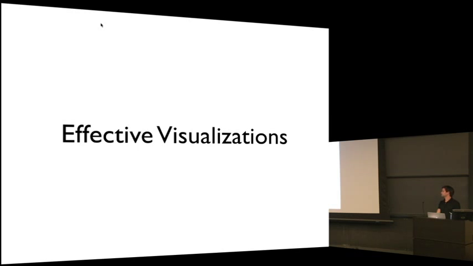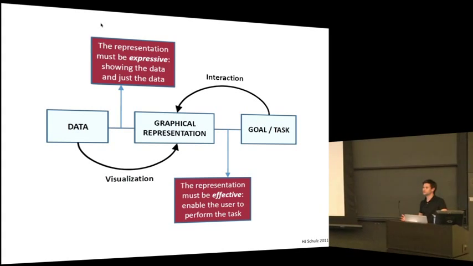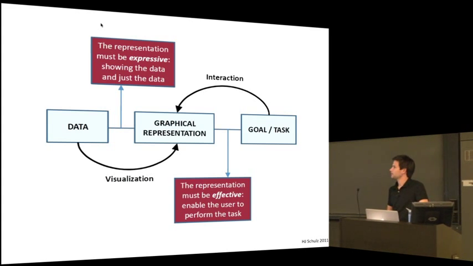Okay, so effective visualizations. This is the basic process of visualization. We take some data, we create a graphical representation, and this process is known as visualization. We have some goal, some question that we want to have answered, and we're using interaction or inspection of this graphical representation to actually find that answer. This interaction could be just a one-time plotting of the graph, or could be more interactive, like with this lineup ranking example that I've shown to you last time.